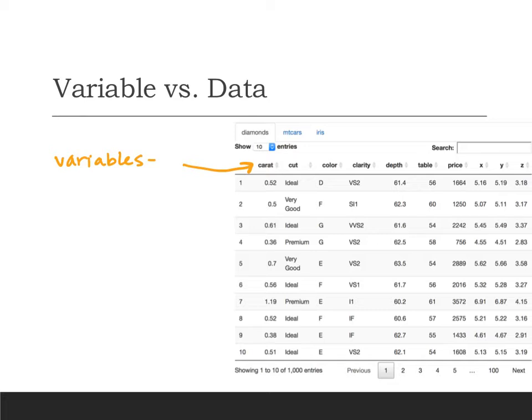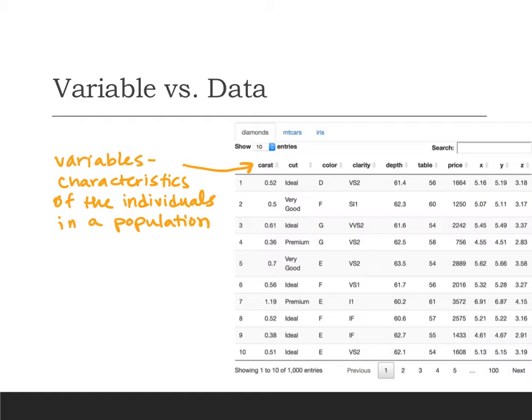And variables are characteristics of the individuals in a population. In this case, the individuals are diamonds, and the population would be all diamonds everywhere.